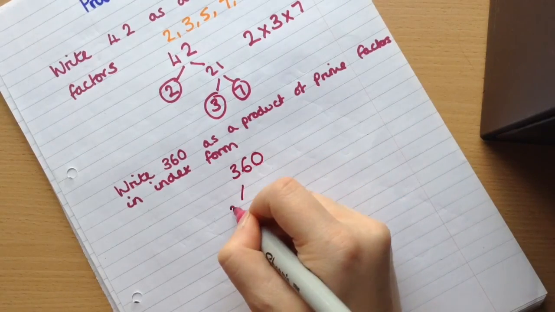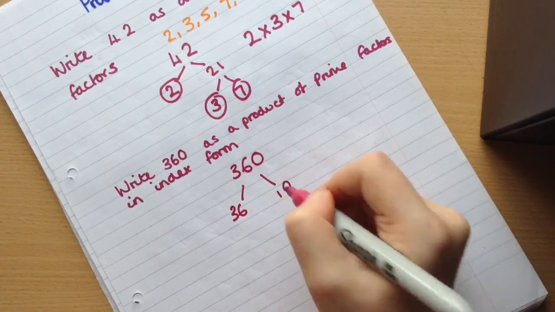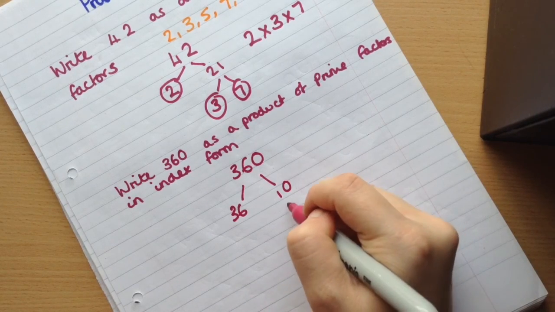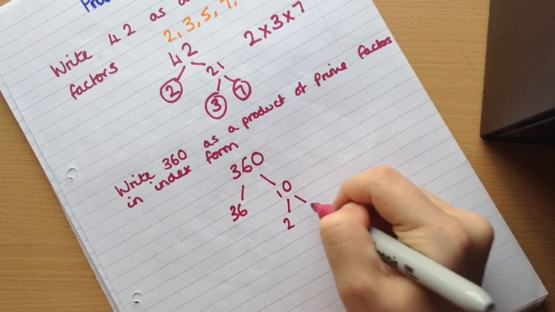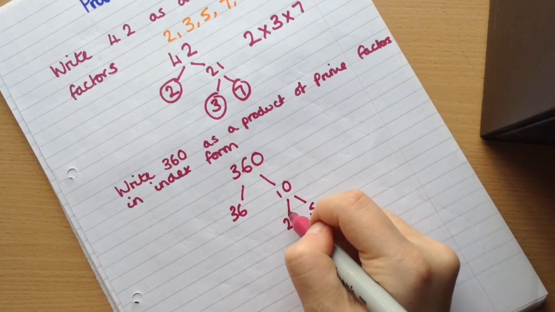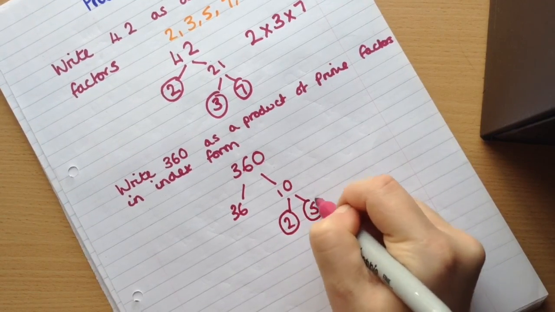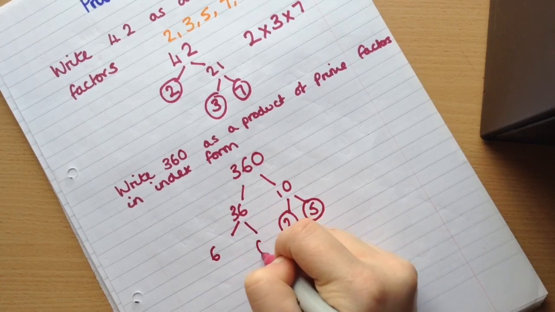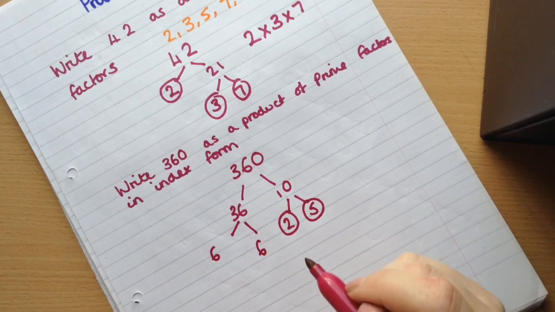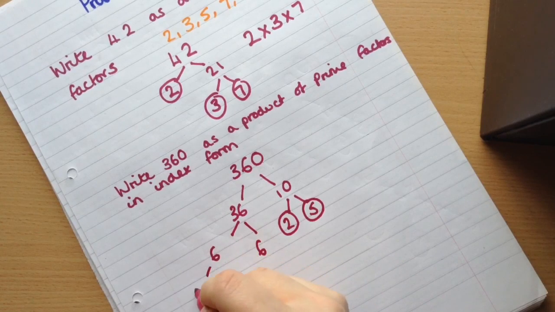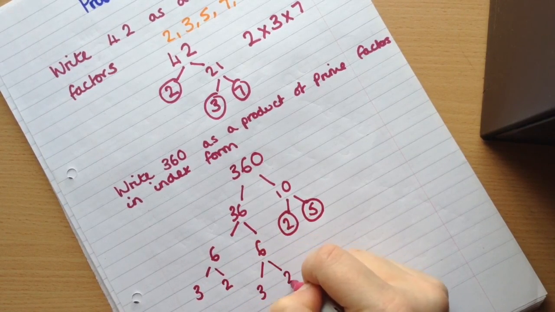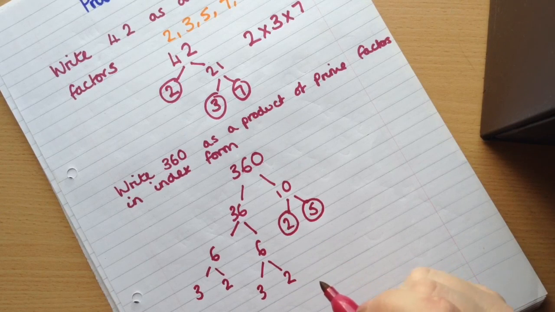I'm going to start off by splitting it into 36 and 10. These are not primes, but they are factors, so I'm not circling them. 10 can be split into 2 and 5 because they multiply to make 10 and they are both prime, so I circle them. Then 36 could be 6 and 6. Again, they're not prime, so they're not being circled, but they can be split into 3 and 2, 3 and 2. Remember, we are looking for factors of the number.